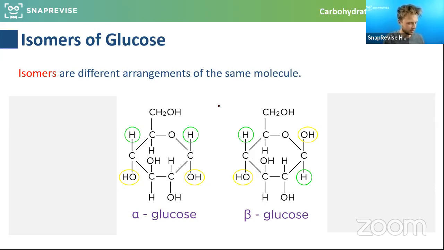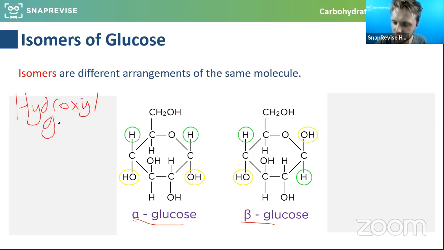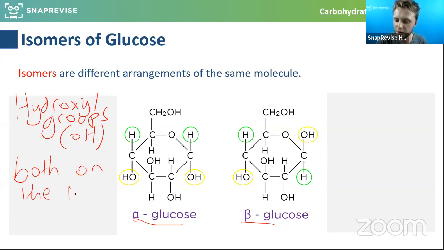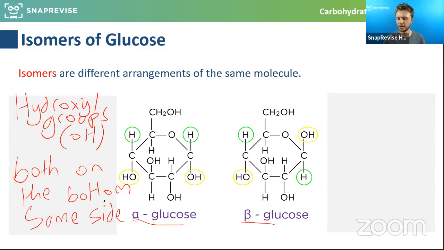Let's have a look. Excellent. I am seeing some people smashing this. You're spot on. So in terms of what you need to know, in terms of the difference between alpha glucose, so this is alpha, this is beta, you need to know that on your alpha glucose, the hydroxyl groups, so the OH groups, in case you don't know that, are on the bottom, on the same side. So both on the bottom. I'm also going to write same side, which I'll come back to in a second. So they are both on the same side, both on the bottom.